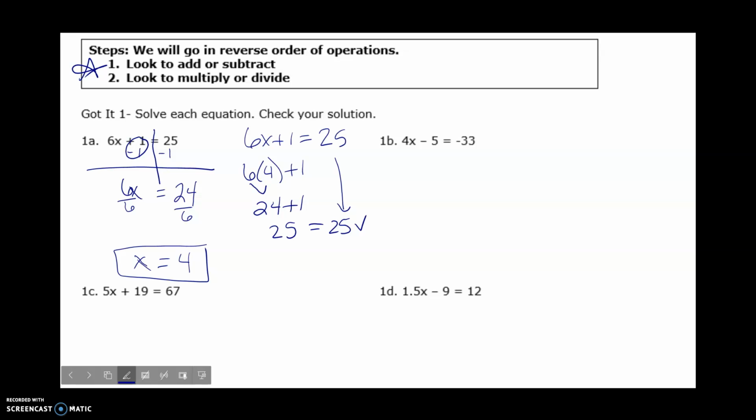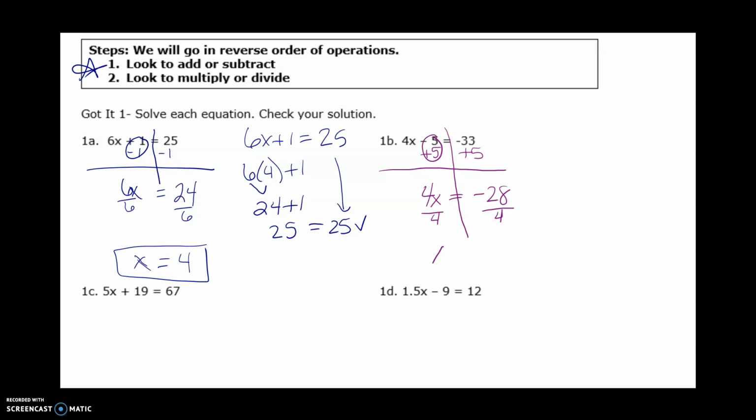When I go over to 1b, because it's subtracting 5, I'm going to add 5 to both sides. Subtracting 5 and adding 5 is 0. I have 4x. Negative 33 plus 5 is negative 28. I divide by 4 on both sides. I get a negative 7.